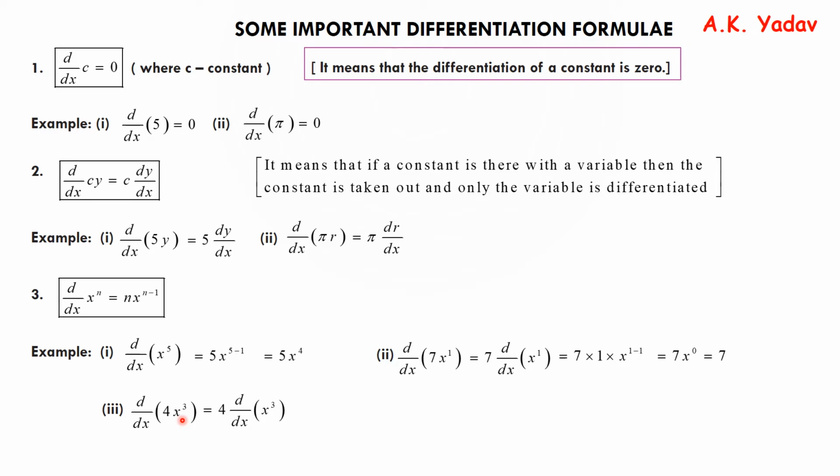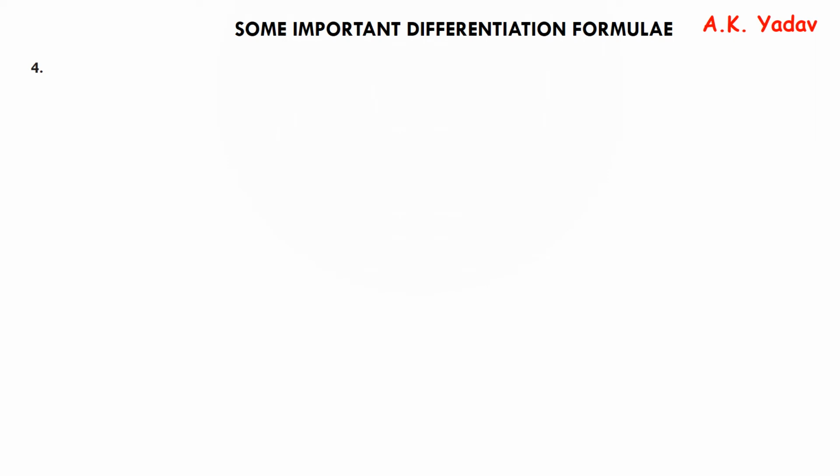4 being a constant comes out and we will differentiate x cube. The differentiation of x cube is 3 x to the power of 3 minus 1, that is 3x square, so we get 12x square. Let us understand the fourth rule of differentiation, which is for addition and subtraction.